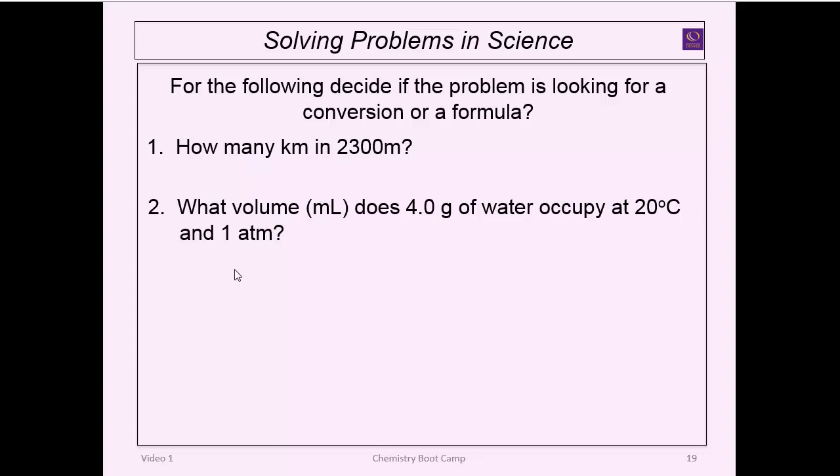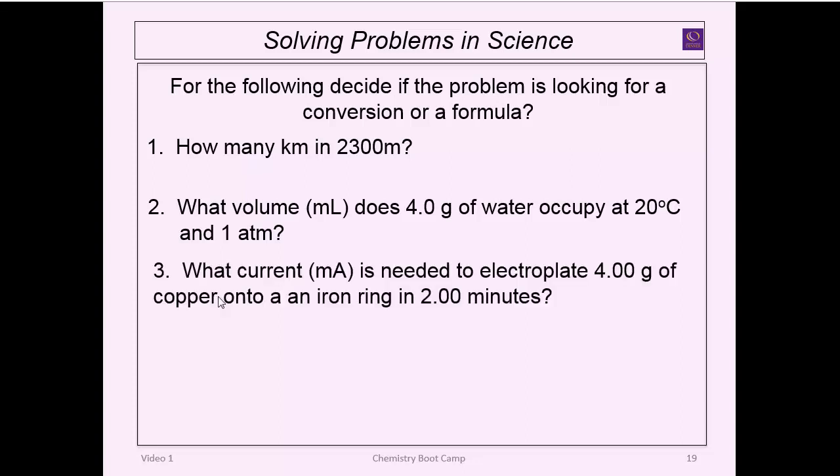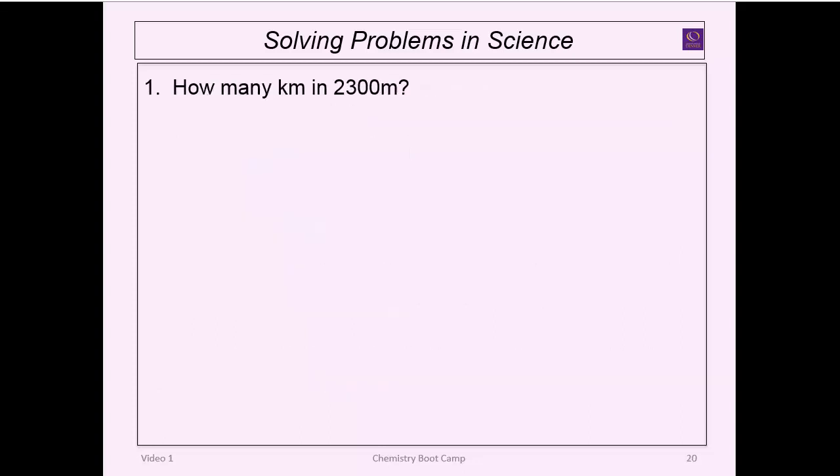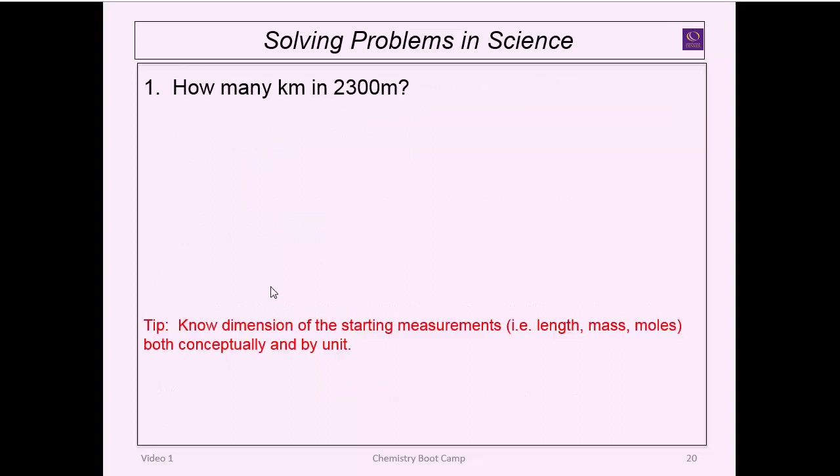So I'm going to let you practice. I'm going to go ahead and run through these other ones and get them all set up. You see if you can answer them. Pause your video. Write down your answers, what you think. Is this a conversion or a formula? And then when you're done, you got your answers down, just restart the video and we'll look at your answers. All right, let's look at the answers. How many kilometers are in 2,300 meters?